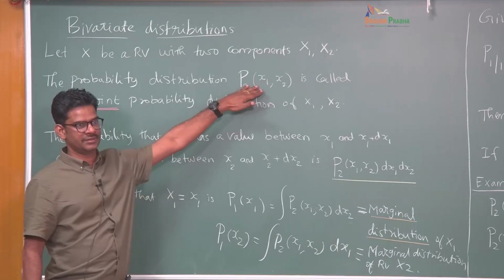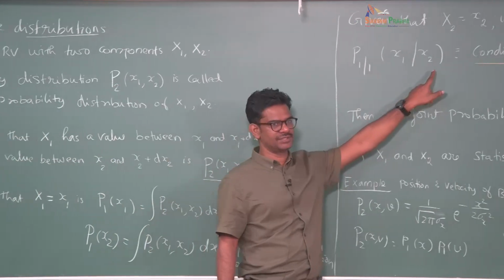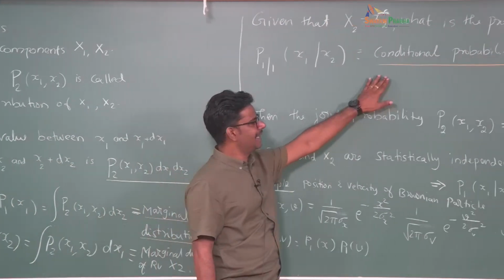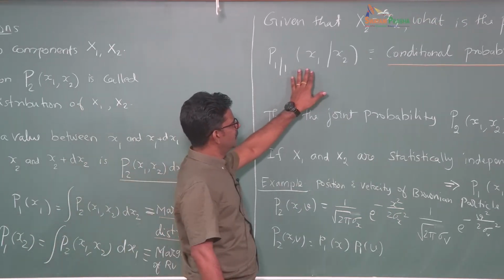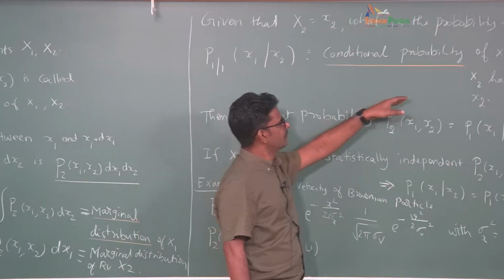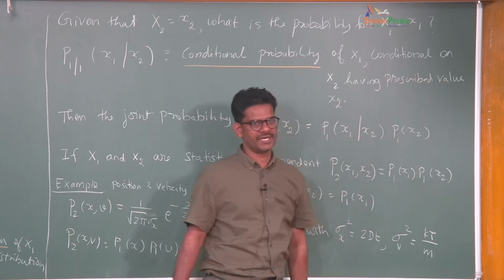Joint distribution, marginal distribution, and here we are talking about conditional distribution. Okay. And those important terms I have highlighted and underlined. So, it is basically a probability distribution function for finding x1 with a condition that x2 has been prescribed to a value.